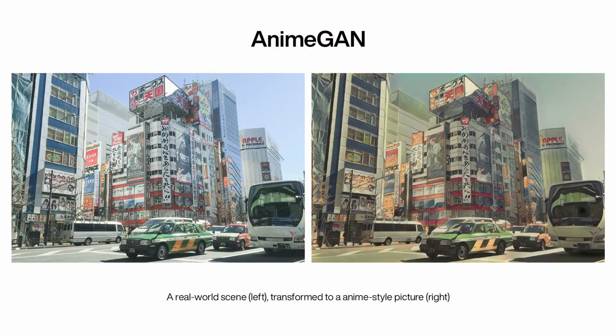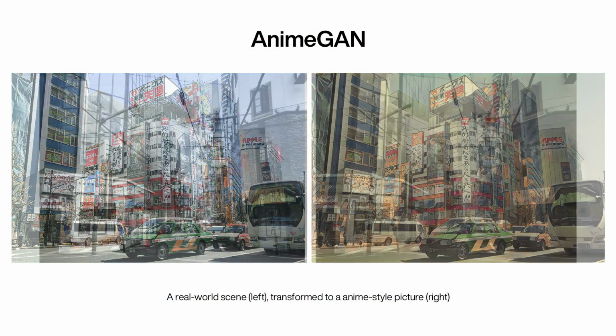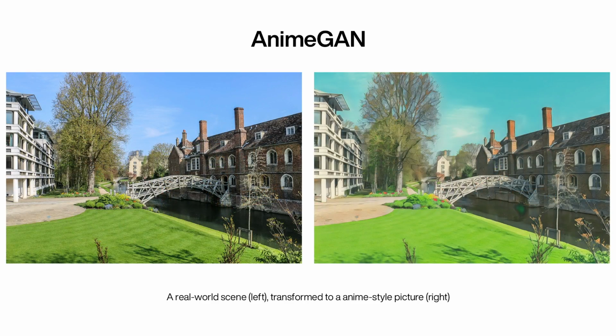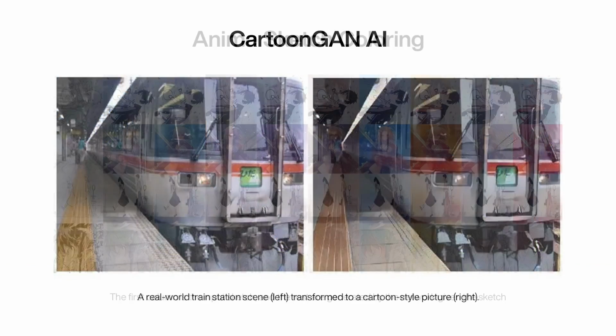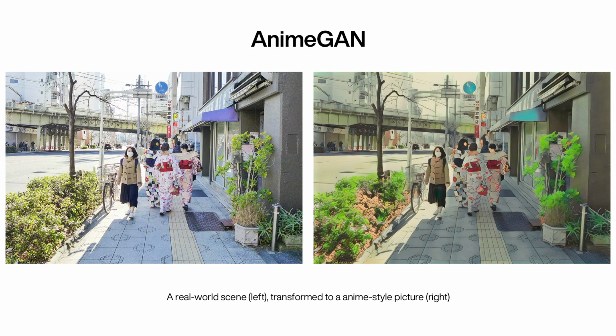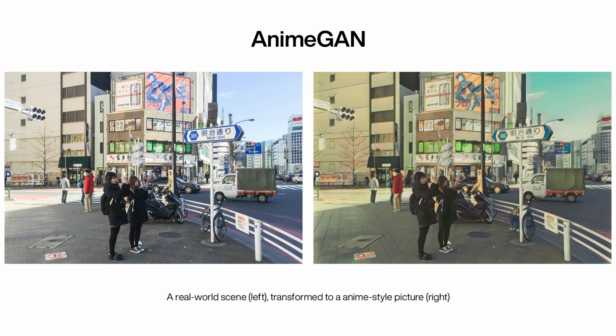A few days ago I found a very interesting and new neural network whose code is based on CartoonGAN and anime sketch coloring. Thanks to the contributors of all these three projects. You can find the links below. In this video I will show you how to get such a result using AnimeGAN.